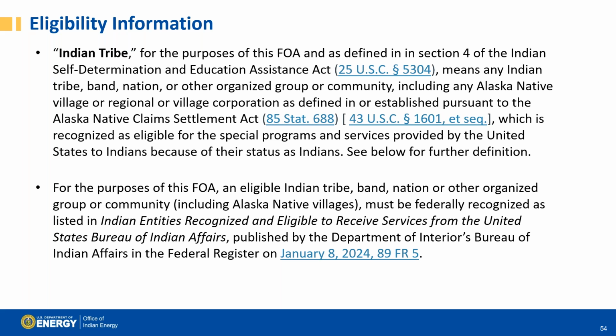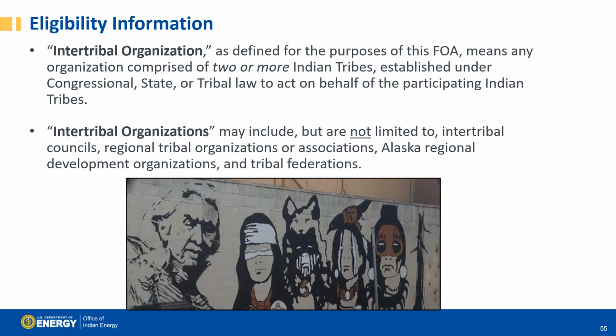Next slide, please. We're on slide 55. The second type of applicant eligible to apply under this FOA is an intertribal organization, which, defined for purposes of this FOA, means an organization comprised of two or more Indian tribes established under congressional, state, or tribal law to act on behalf of the participating Indian tribes. Intertribal organizations may include, but are not limited to, intertribal councils, regional tribal organizations or associations, Alaska regional development organizations, and tribal federations, for instance. Next slide.